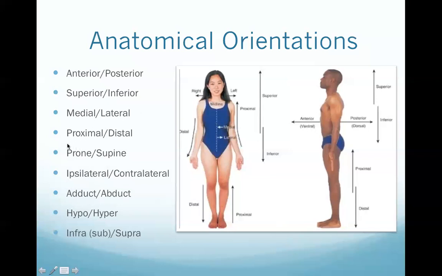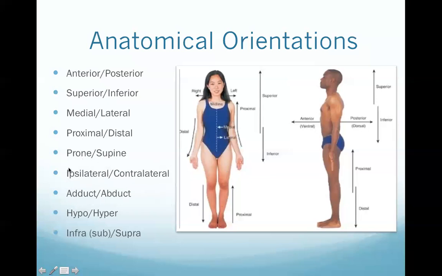The term prone means lying on your stomach, and supine means lying on your back. Now, I think one of the ways to know this is remove the U from supine and we can see spine. So think about lying on your spine or lying on your back. Supine is you're lying on your back, and prone is lying on your stomach. So prone means laying down on your stomach, and supine means laying down on your back.